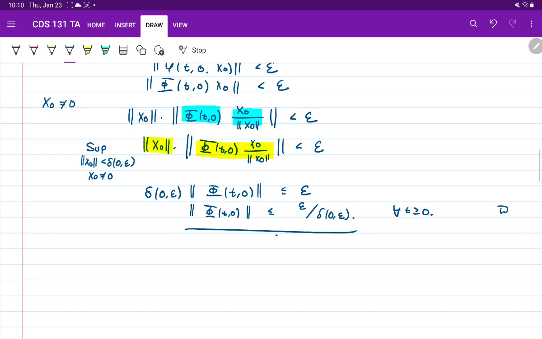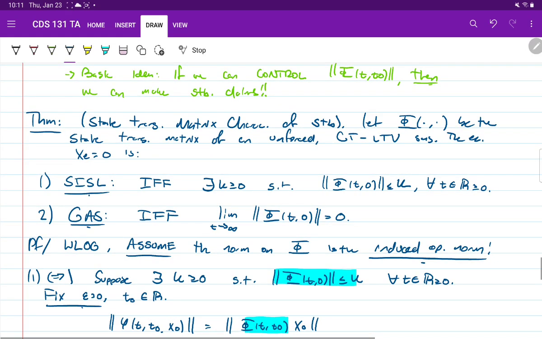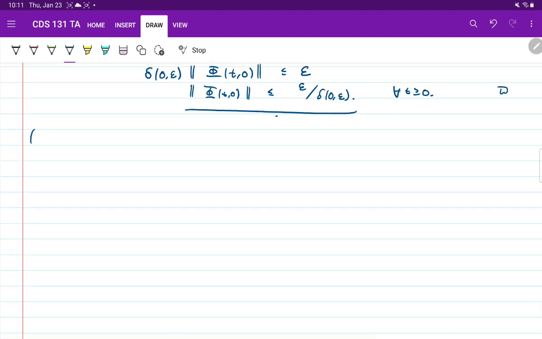Nice. So that proves the first point that we wanted to prove: stability in the sense of Lyapunov is equivalent to the state transition matrix being bounded for all time. Now we want to prove part 2, which says the system is globally asymptotically stable if and only if the norm of the state transition matrix limits to 0. So let's go ahead and prove part 2. Okay, so part 1 done.